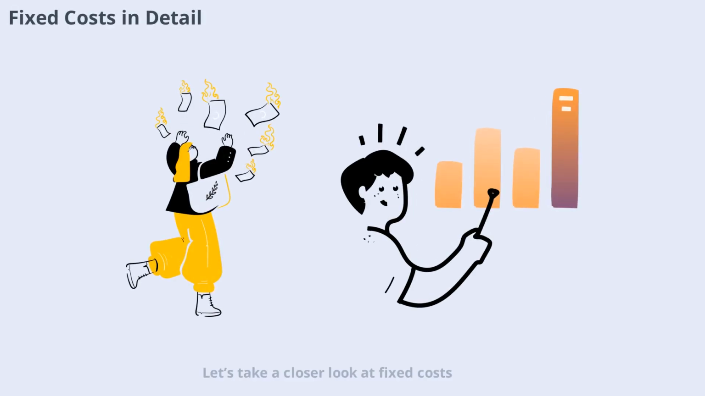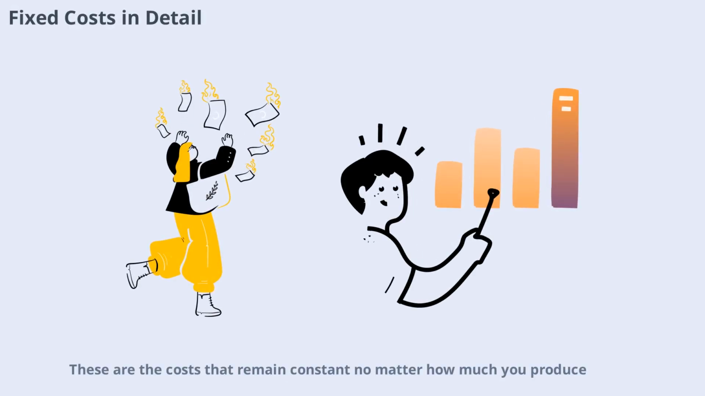Let's take a closer look at fixed costs. These are the costs that remain constant no matter how much you produce. Think of things like factory rent, insurance, or salaried employees. Even if you produce nothing, these costs still need to be paid. Understanding fixed costs is important because they set a baseline for your total expenses. When production increases, fixed costs are spread over more units, which can lower the average cost per unit. This is a key concept in achieving economies of scale.